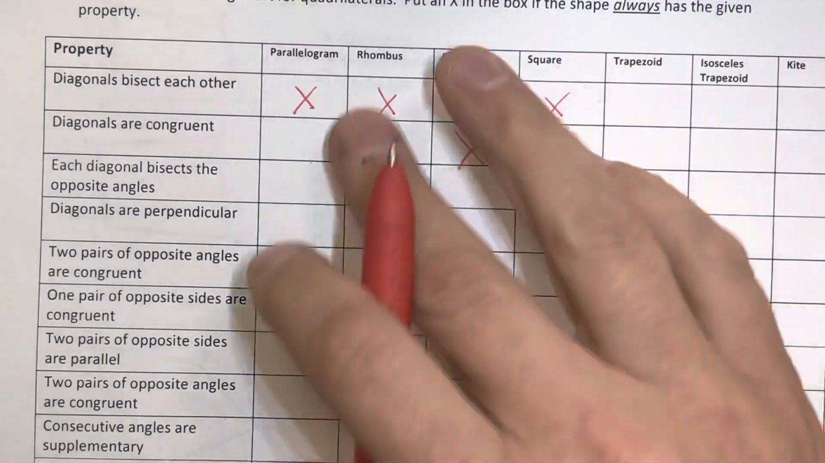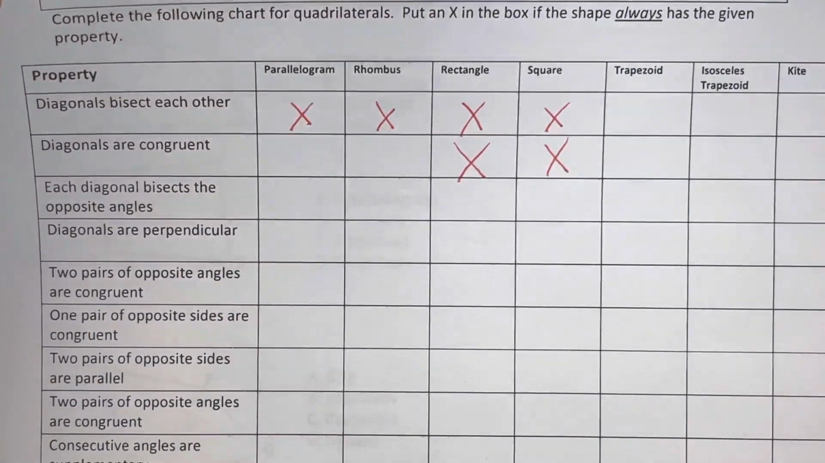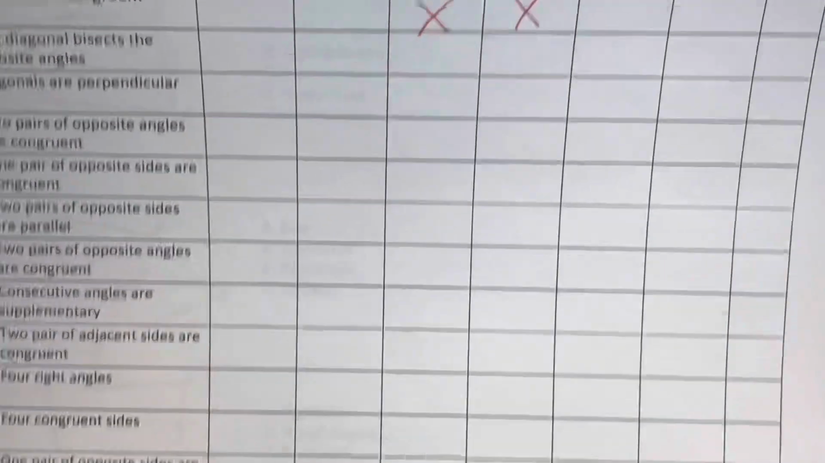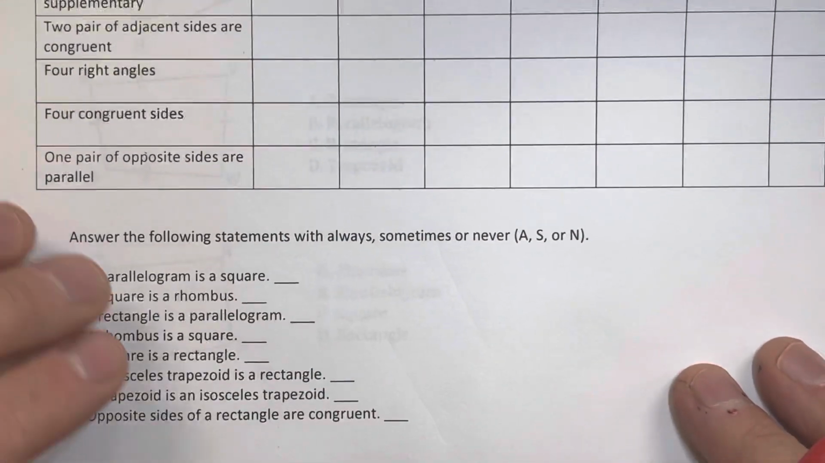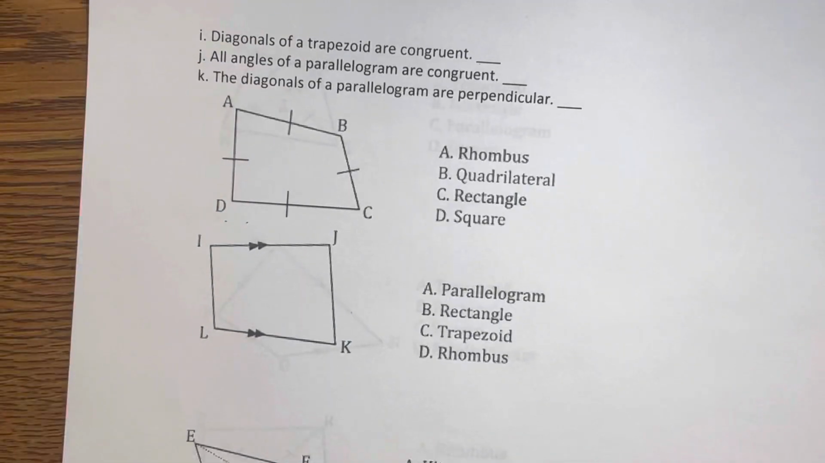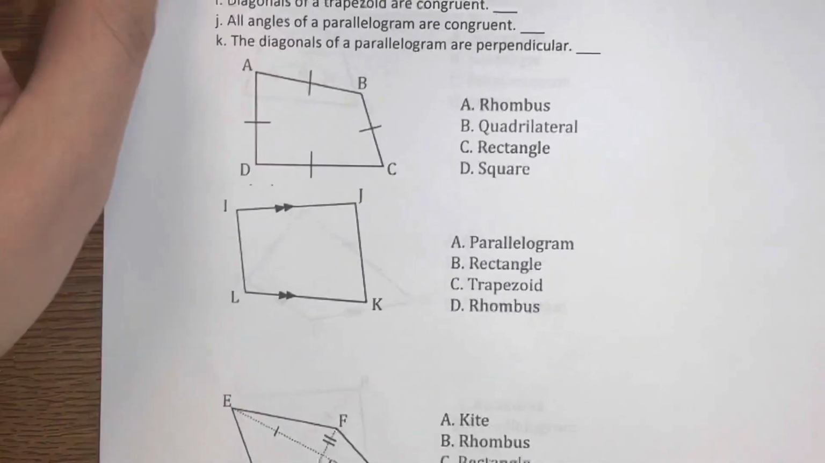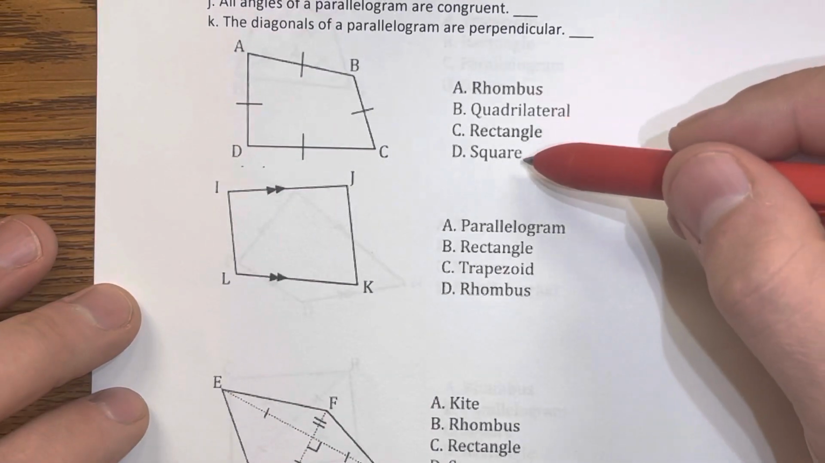And you could just use this chart to organize some materials. Like I said, I'm not going to go through the whole thing right now. We'll probably do that some in class. And some of these always, sometimes, never questions, we'll also probably view those in class as we're going along. A couple of these as well, just identifying the figure. Is it a rhombus, rectangle, or square?